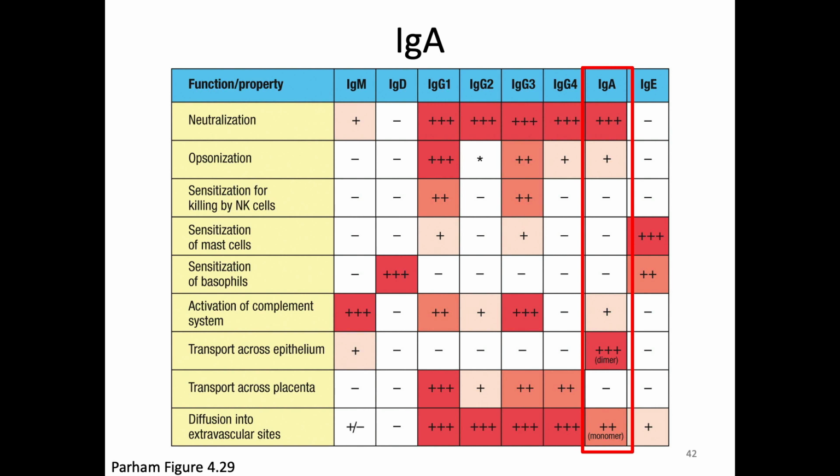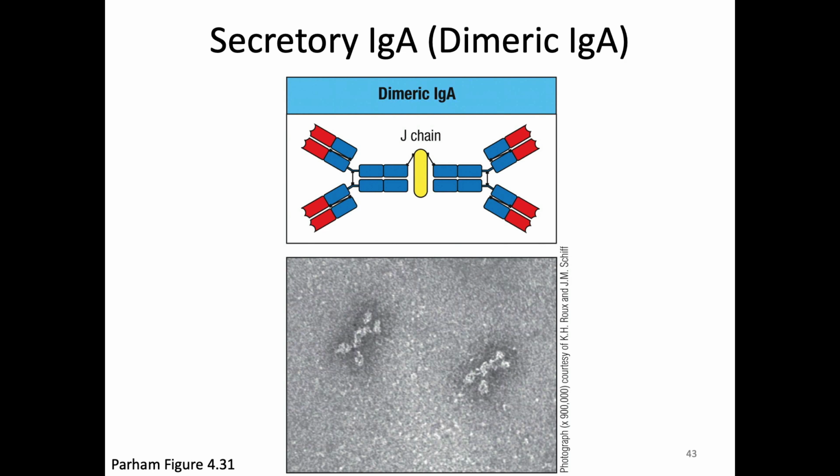IgA is found in different parts of your body than are the other isotypes. It does neutralization there, but I mean, we're less excited about the neutralization and more excited about where it's doing the neutralization. You can also note that it lists here this transport as happening as a dimer. Most of the time when we think about IgA, we see IgA as a dimer. Again, there's also a J chain that holds together two IgA molecules so that we have dimeric IgA looking like this.